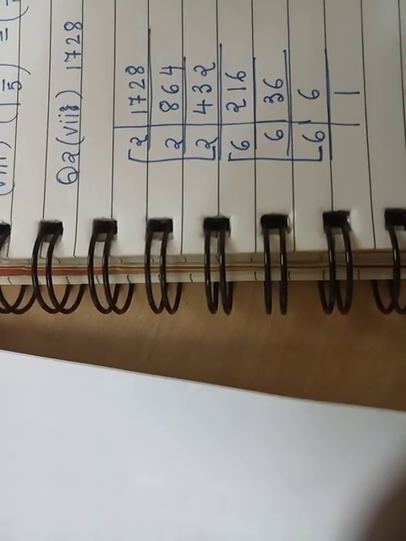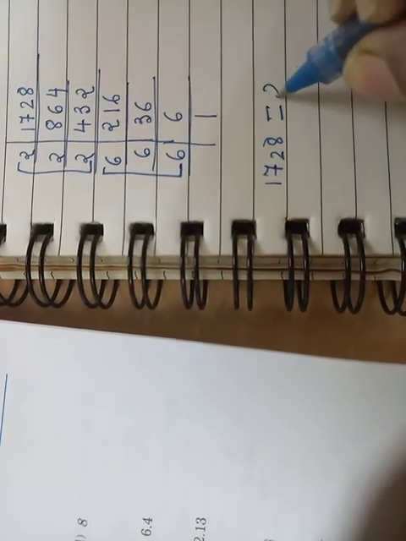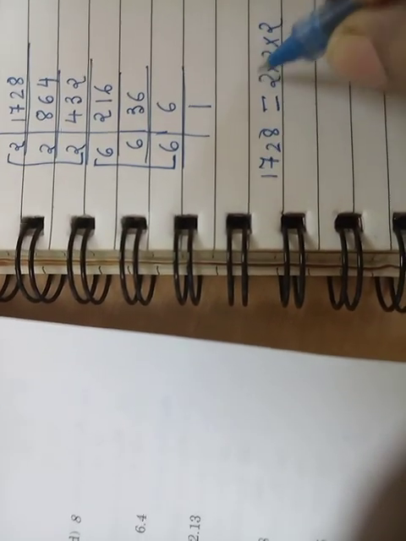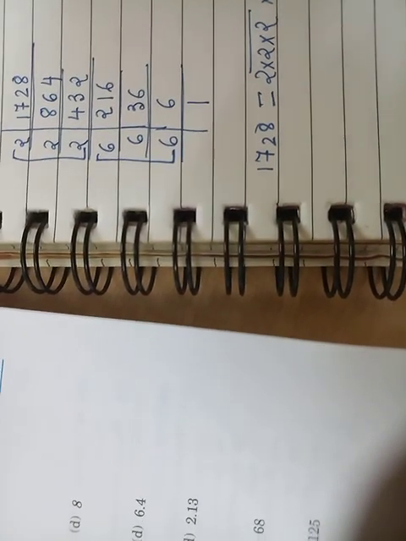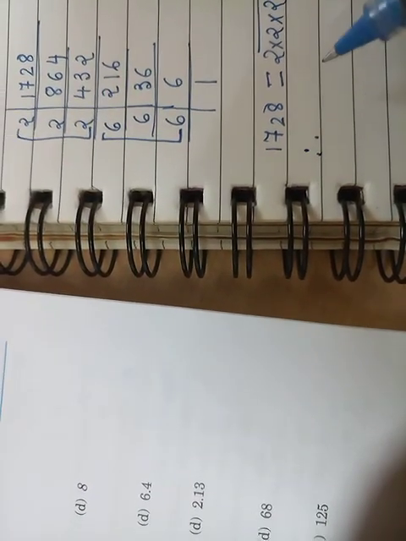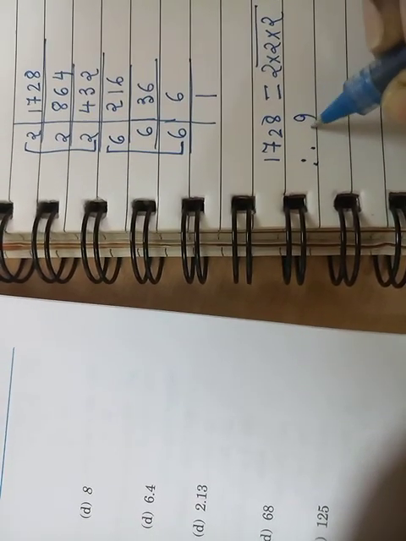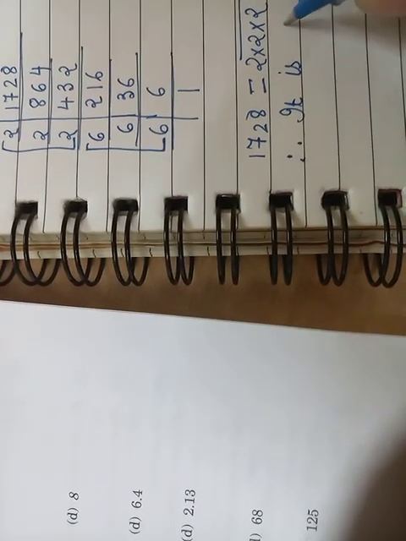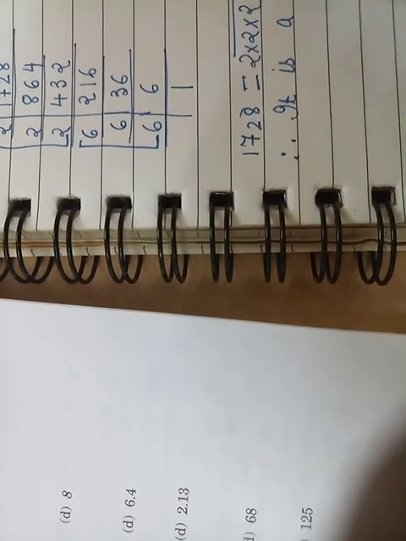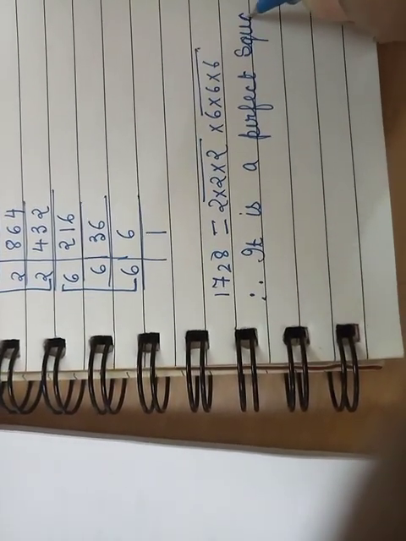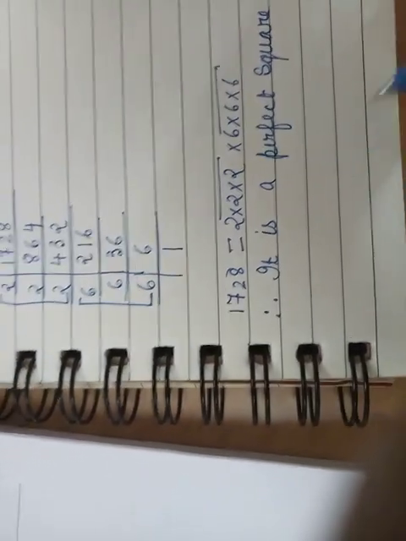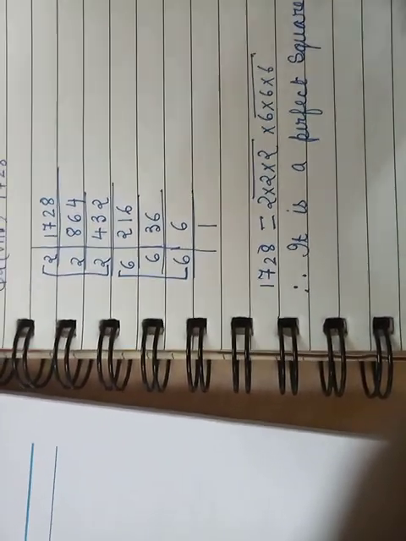So how do we write it now? We do the prime factorization of 1728 and write it here. 2 into 2 into 2, that is one set. Another set is 6 into 6 into 6. Therefore it is a perfect square, and we are looking for the square root. Oh, so cube root, not perfect square, children.